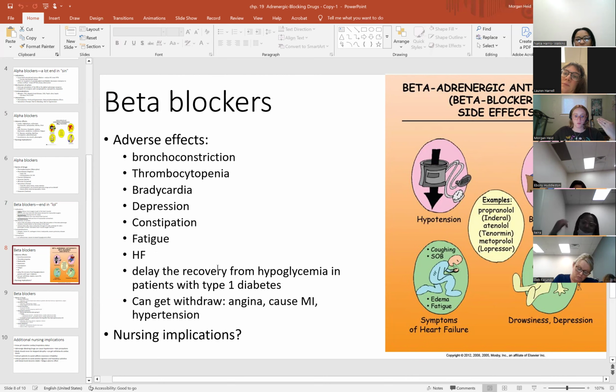It can also make it harder to recover from hypoglycemia, which again is why you see the interaction with the sulfonylurea. Okay. You can see how those two both have to do with hypoglycemia and how they can trigger off each other. And then if you stop taking these suddenly, you could get an MI or hypertension or chest pain. So these need to be tapered off or stopped slowly. Okay.